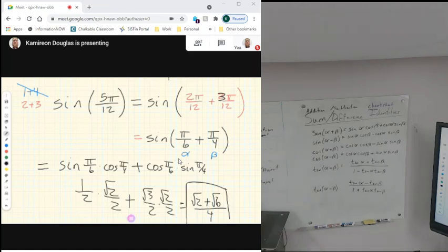Okay, any questions using these formulas, either degrees or radians? Okay, then I will post the homework here shortly.